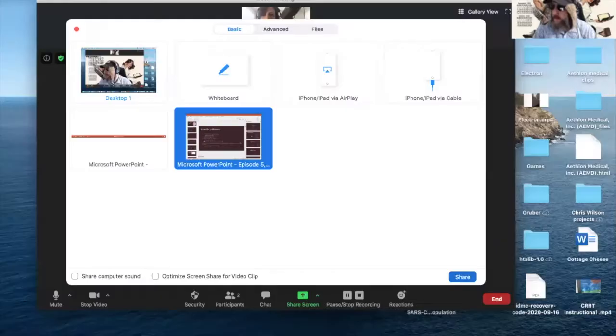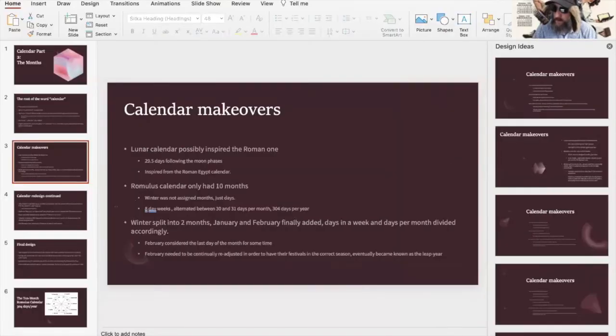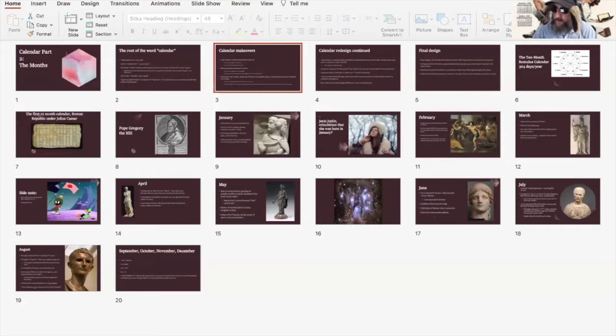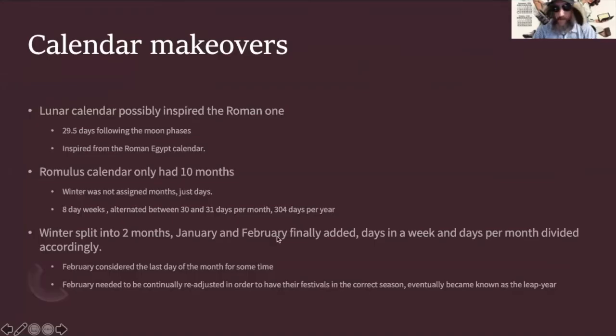So I am going to share the screen now. Boom. So, oh no, what's happening here? You shared too much. I did share too much, too fast.